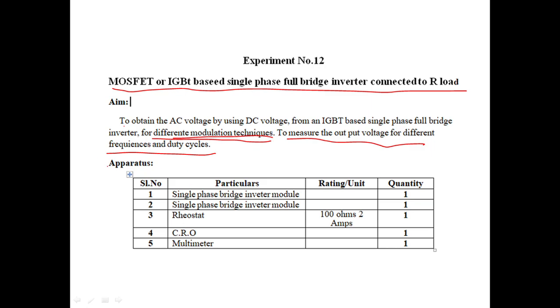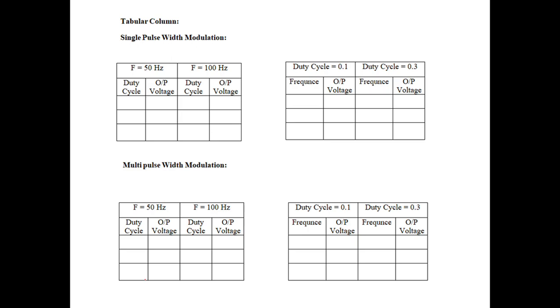We'll see what the apparatus required here are. The apparatus required is a single phase full bridge inverter module, and then we need a rheostat, a CRO, and a multimeter. So these are the things we require. Now, this is the tabular column.